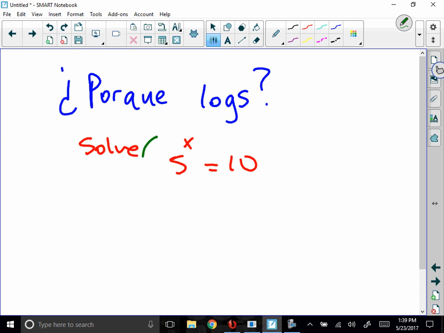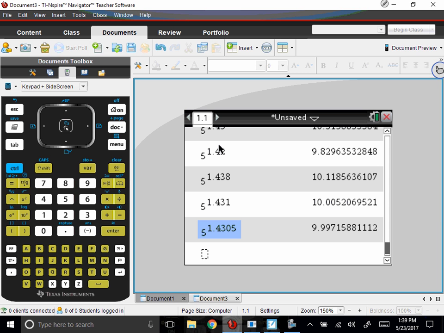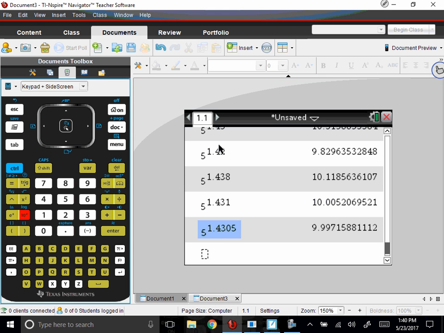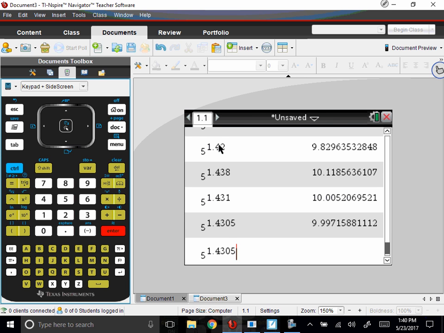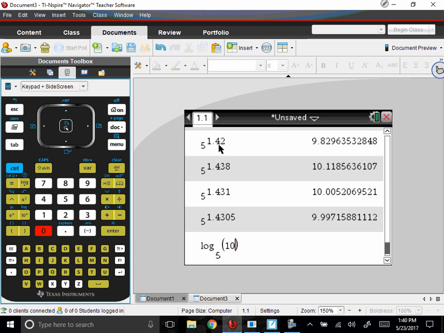Can we write that in log form? The log base what? Base 5 of something equals something. Now a log is equal to a power, right? So that's going to equal x, so it's log base 5 of 10, right? If we took the log base 5 of 10, we would get our answer. And it's going to be 1.4 something, we know, right?